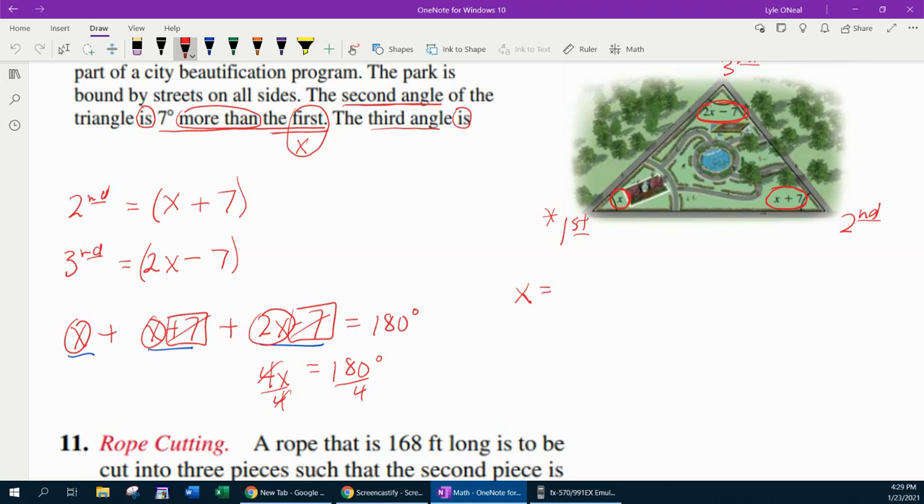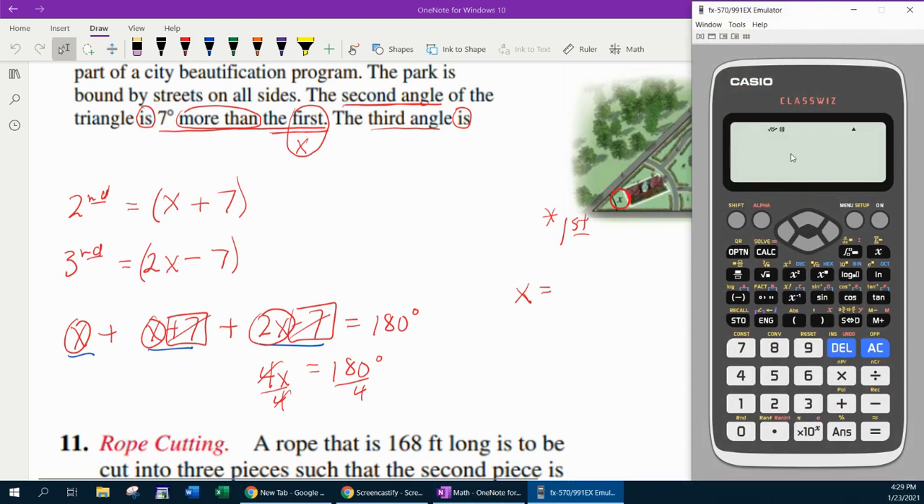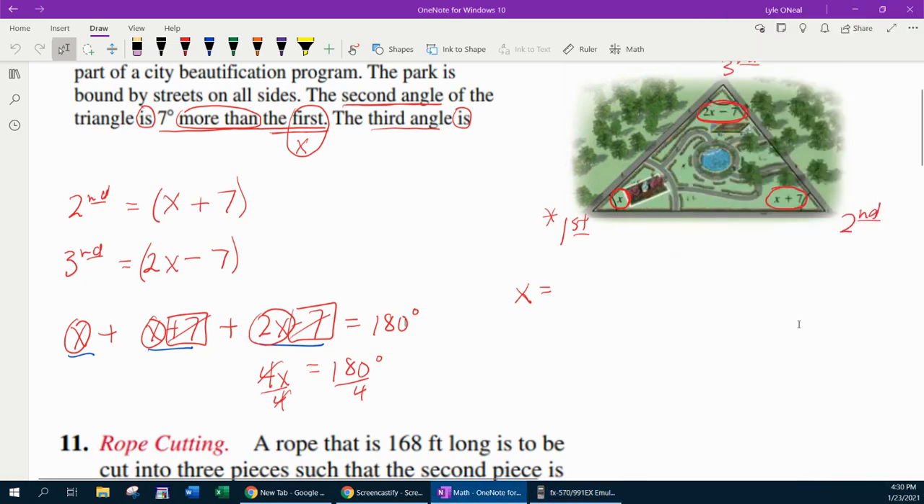So what is 180 divided by 4? Well, if you're like me, you want to make absolutely sure, so you're going to use the calculator. So 180 divided by 4 is 45. So our first angle is 45 degrees.